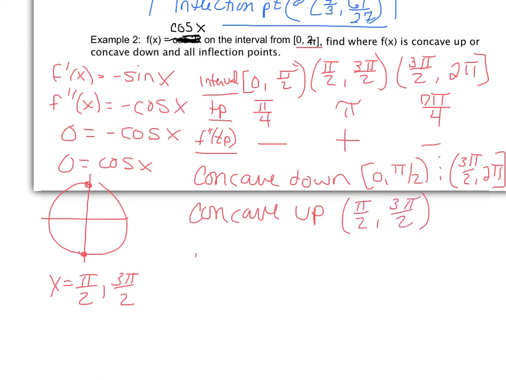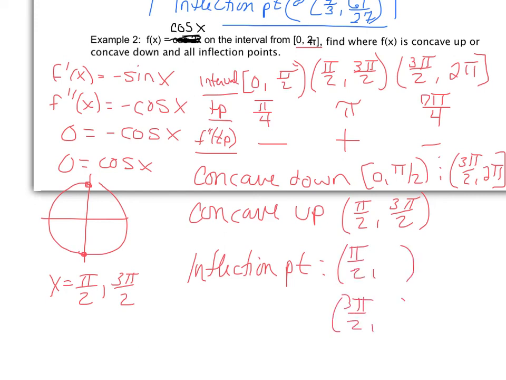And then I also lastly find my inflection point. Well, I know that that occurs when I switch signs. So when my concavity changes, at pi over 2 and at 3 pi over 2. So on this one I have two inflection points. My first one is at pi over 2. My second one at 3 pi over 2.